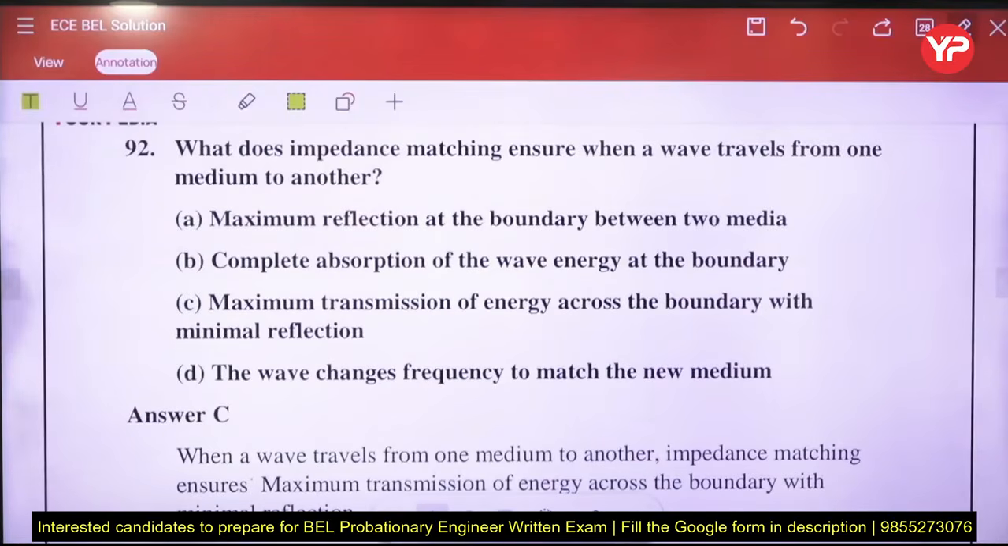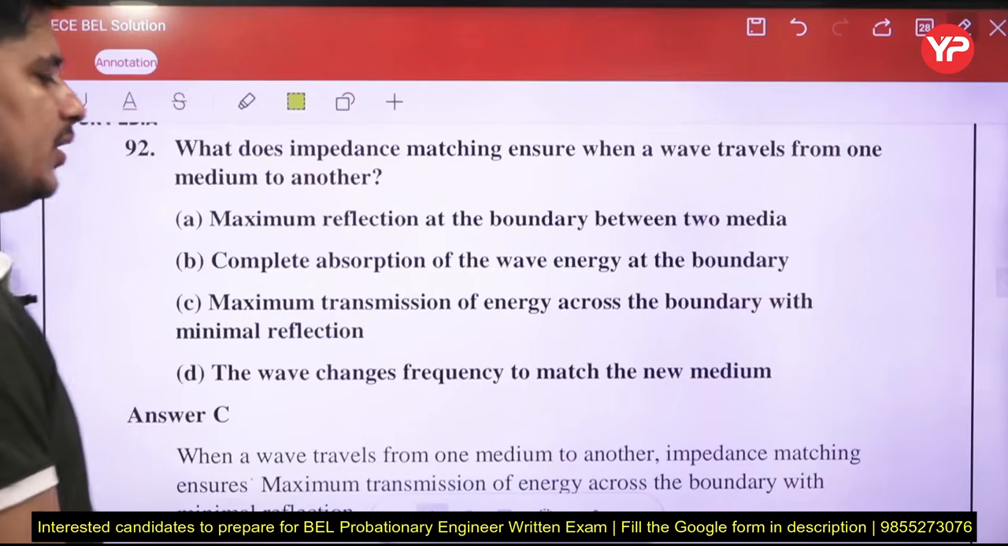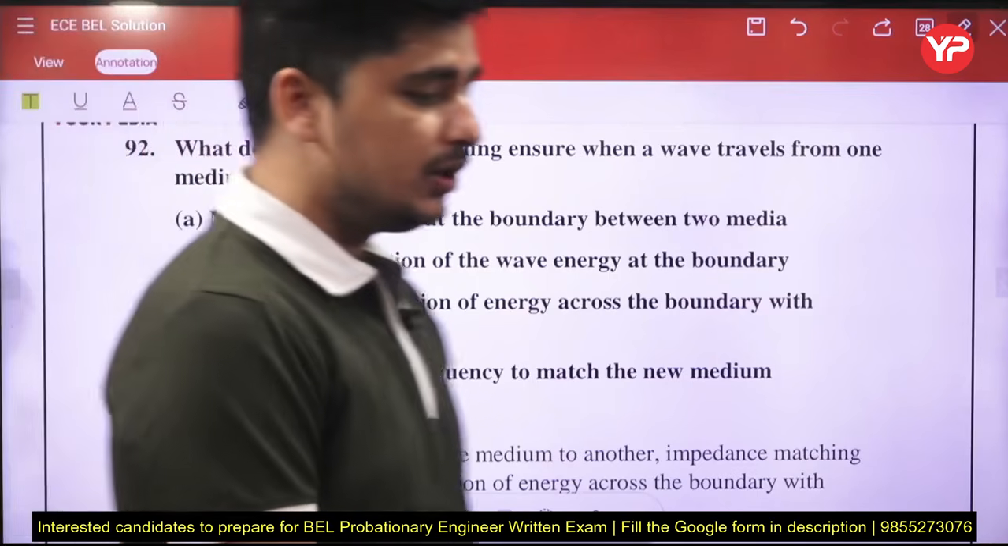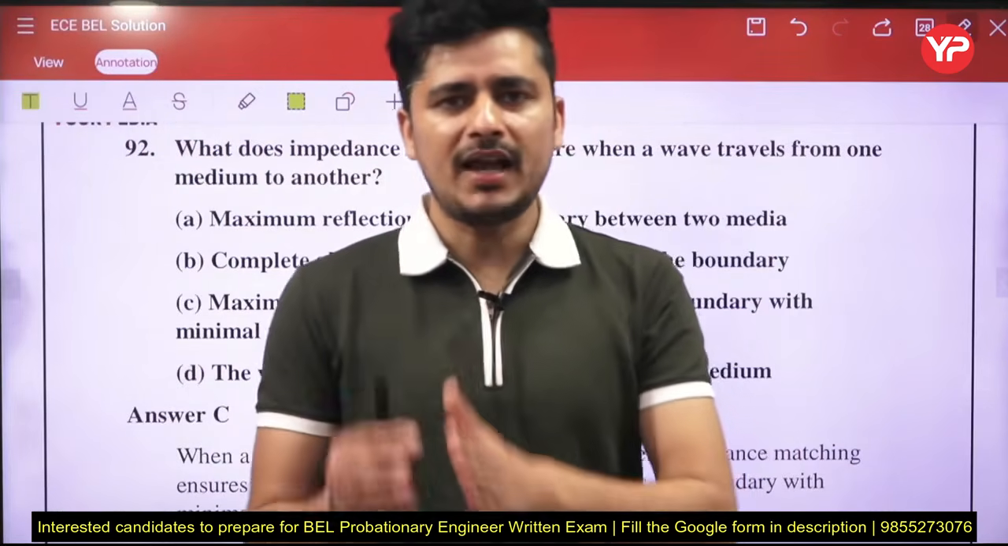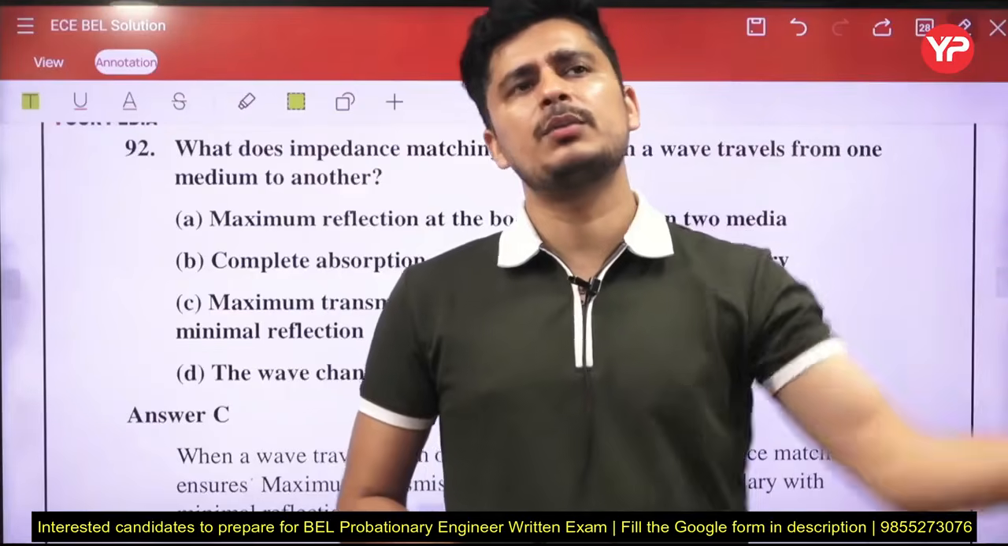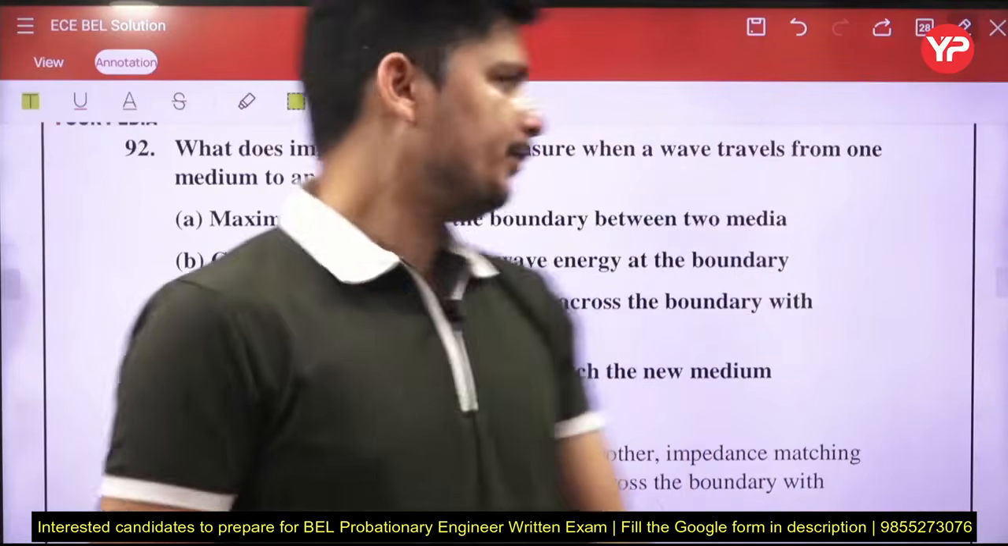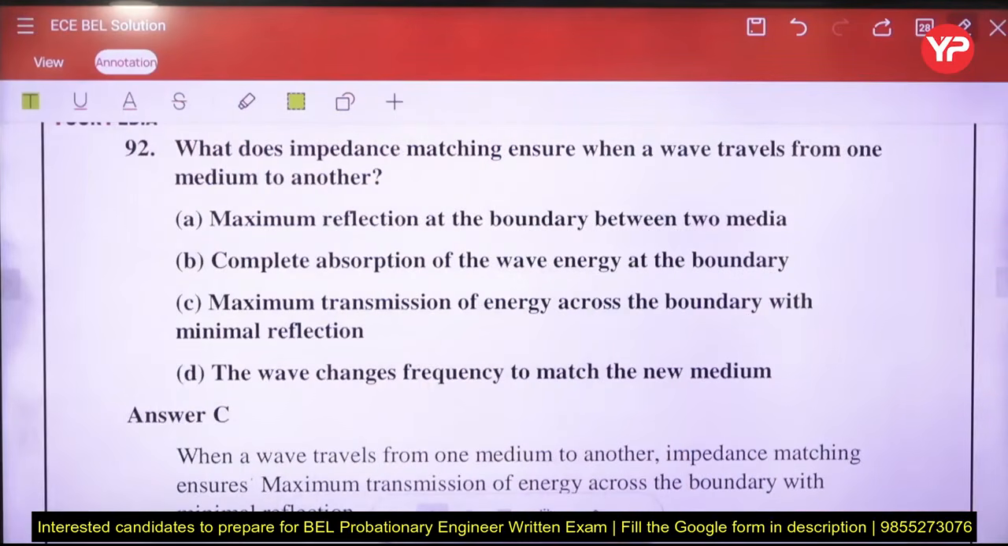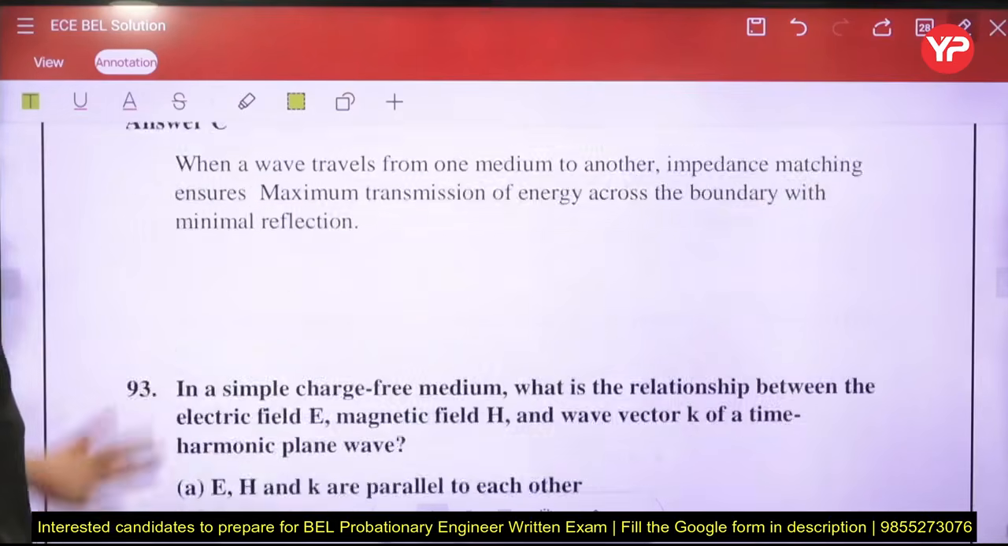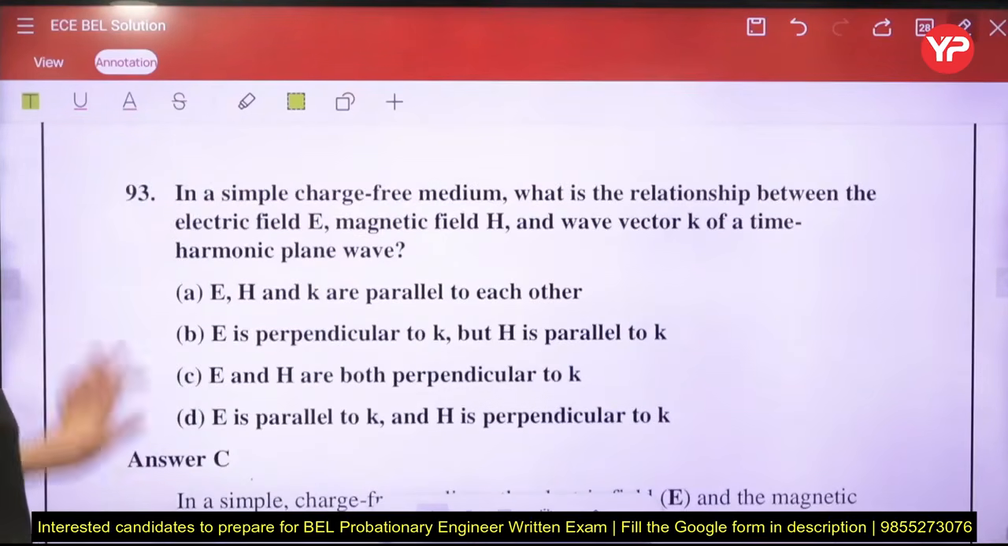What does impedance matching ensure when a wave travels from one medium to another medium? So whenever your wave is traveling from one medium to another medium, the impedance matching should be done. Why? So that the maximum power will be transferred from one medium to the other medium. So what will be the answer? The maximum transmission energy across the boundary with minimal reflection.